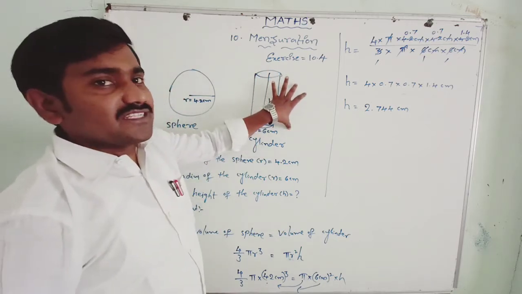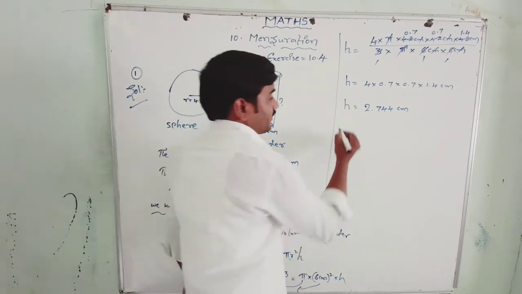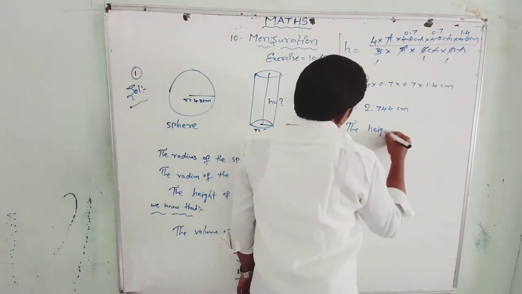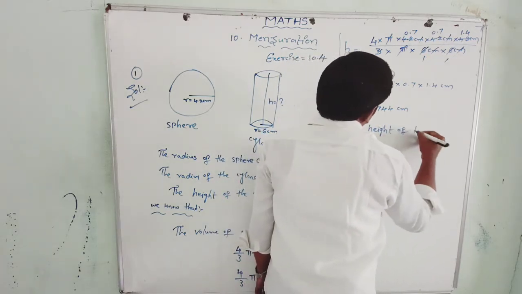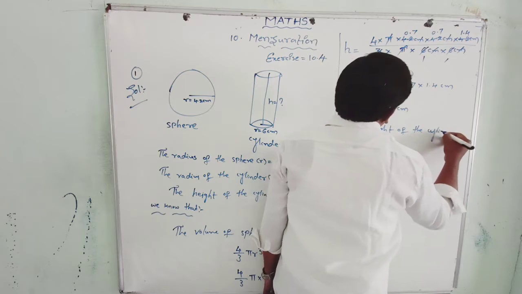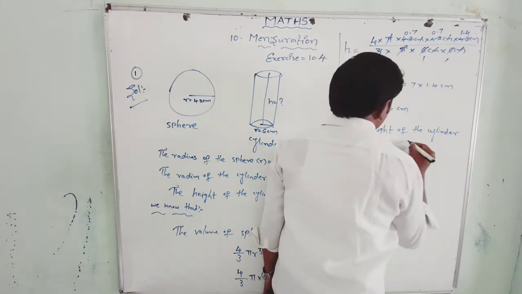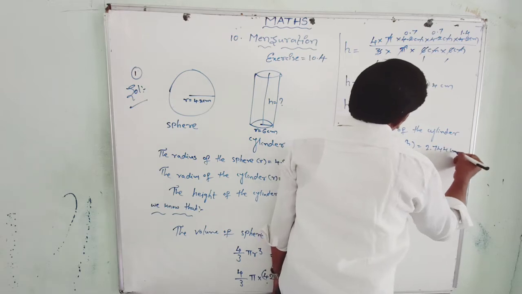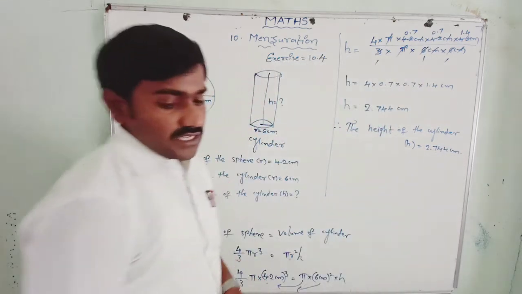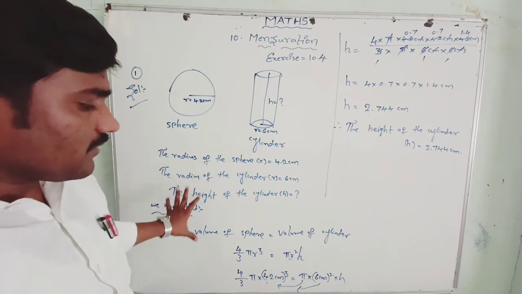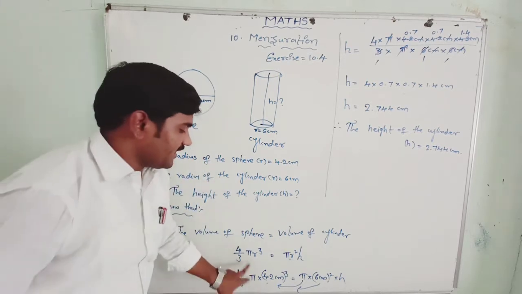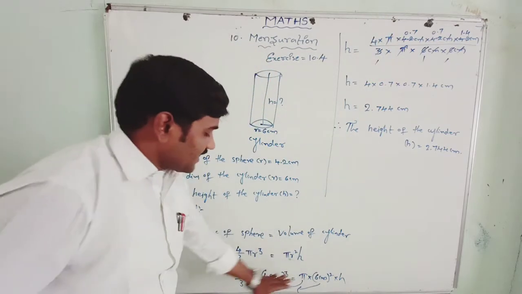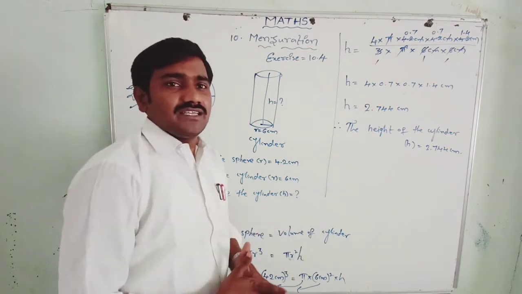And the 2.744 centimeters. Therefore the height of the cylinder h equals 2.744 centimeters. I hope you understood this. Simple. Very simply, you can cancel directly here. If we cancel directly here, the simplification becomes a little easier.